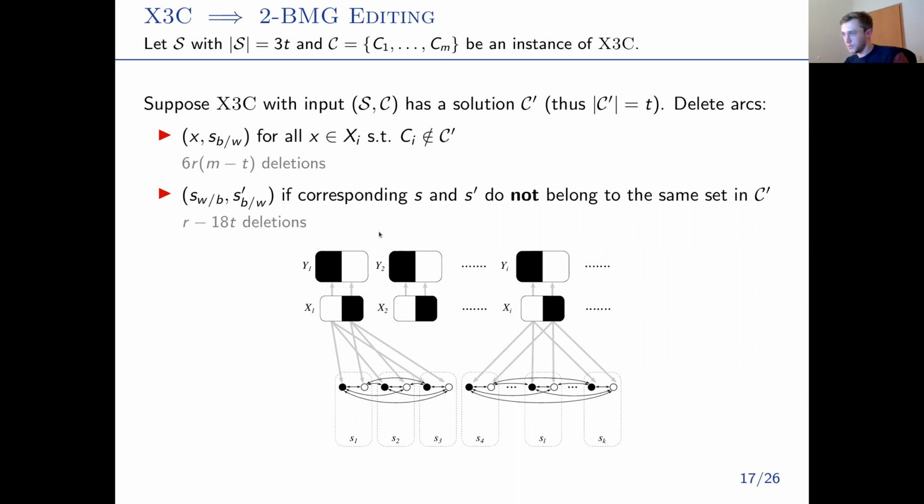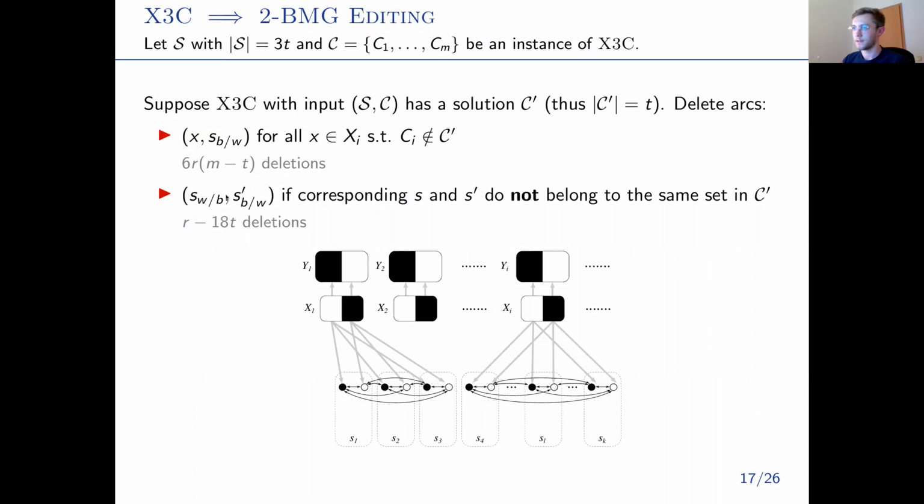So what I'm going to do, this is already done here, I will cut off all the arcs from the X part of the gadgets to S vertices whenever the corresponding set is not part of the solution. And in contrast, I will only retain arcs from the X vertices to S whenever the corresponding set is part of the solution. And this already implies that we have 6r times (m minus t) deletions.